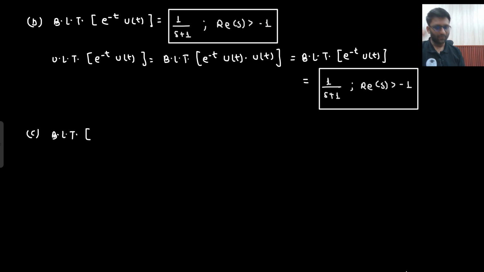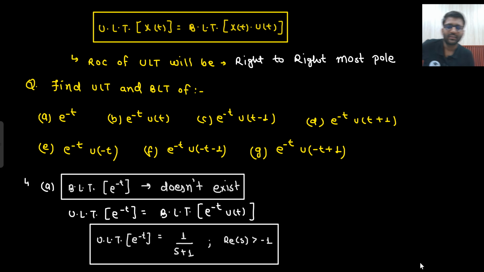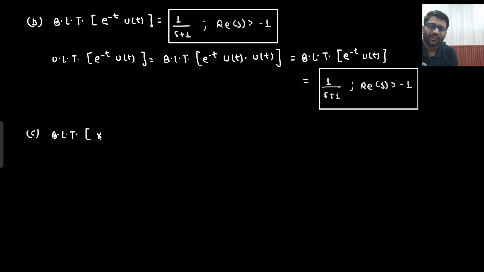Bilateral Laplace transform of e to the power minus t u of t minus 1. Right? So how do we solve it? What I need is u of t minus 1 here, and then basically plus minus 1: e to the power minus (t minus 1 plus 1) and u of t minus 1.